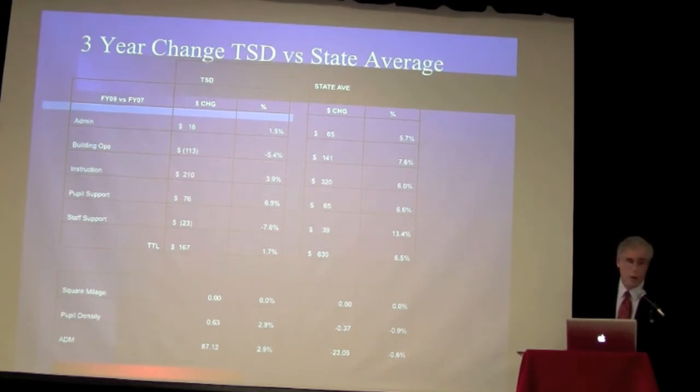Instruction grew by almost 4%. At the state level, it grew by 6%. Pupil support by 6.9%, the state by 6.6%. The key here is the district invested in those things that are the cornerstone of what we do. That's the classroom through education, or through instruction, and pupil support, which again are those services that are directly related to the education of the student, but those are services that are provided outside the classroom.